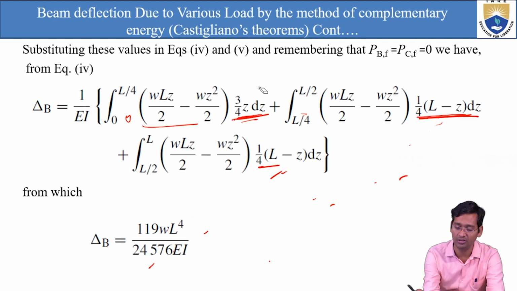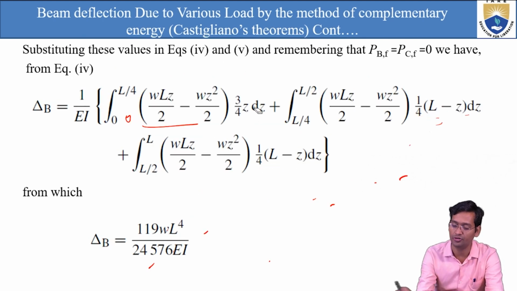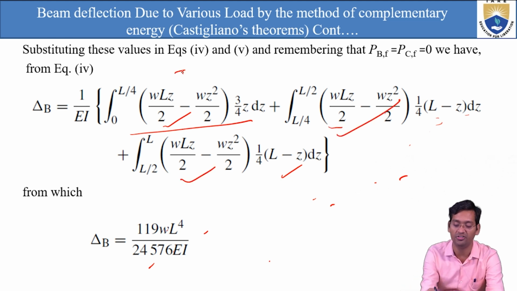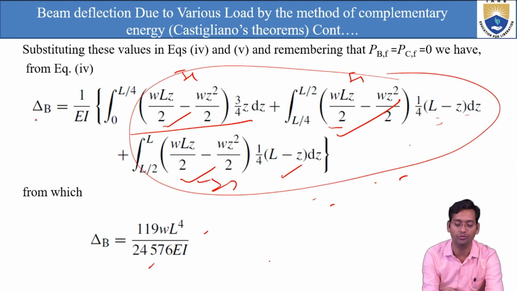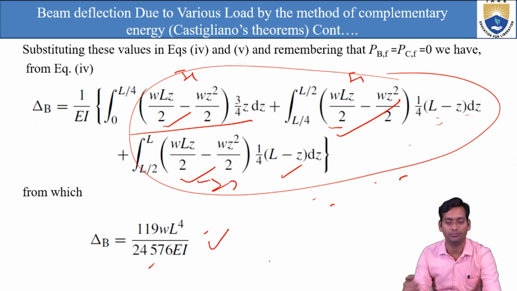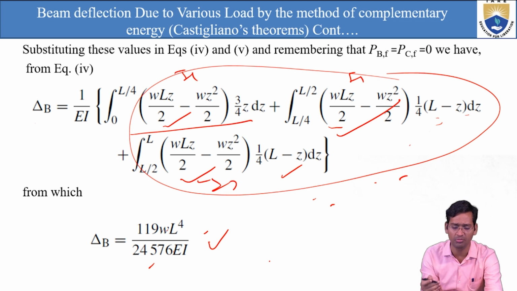So after substituting here for delta B, you will get this one. I showed you the integration also. Just integrate separately because the limit is different. Integrate separately by considering I1, I2, I3, right? Put the limit, and then the sum of all will give you the value of delta B, which is equal to this one. Similarly, the moment will be the same.